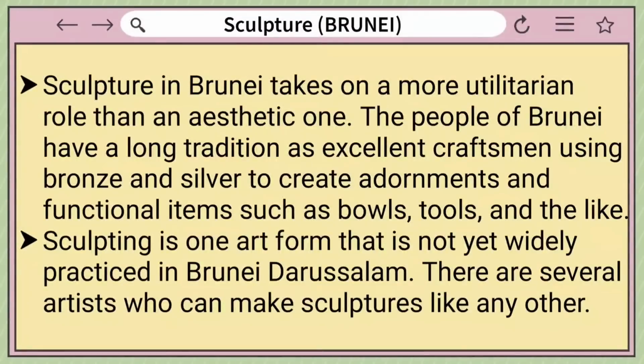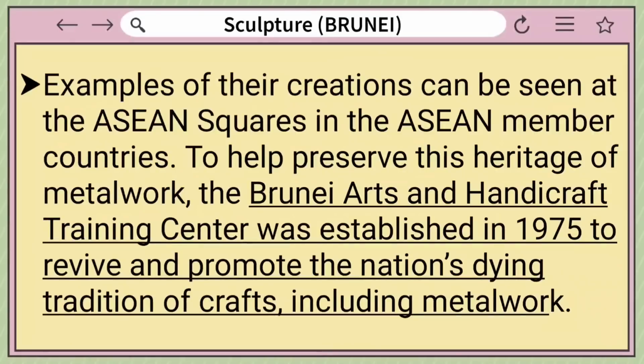Now let's go to the sculptures of Brunei. Sculpture in Brunei takes on a more utilitarian role than an aesthetic one. The people of Brunei have a long tradition as excellent craftsmen, using bronze and silver to create adornments and functional items such as bowls, tools, and the like. Sculpting is one art form that is not yet widely practiced in Brunei Darussalam. There are several artists who can make sculptures like any other. Examples of their creations can be seen at the ASEAN squares in the ASEAN member countries.